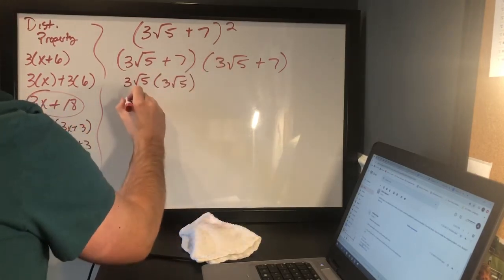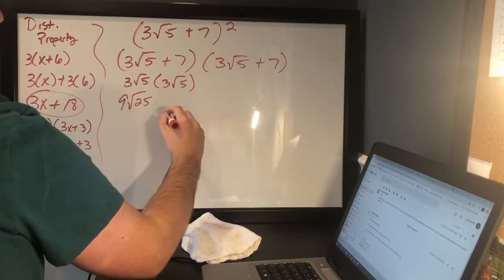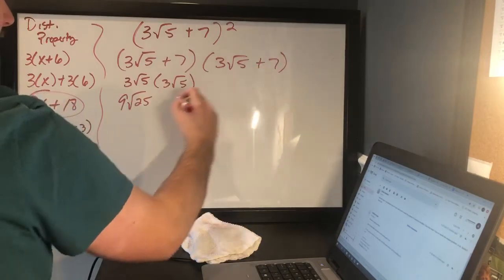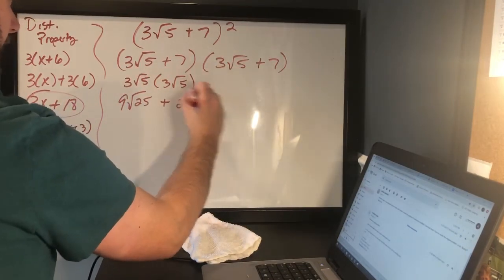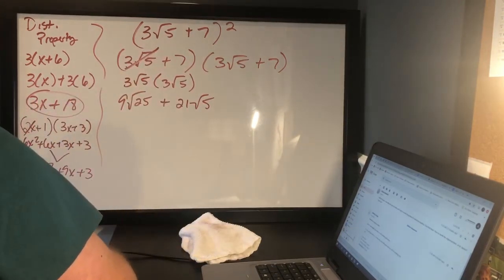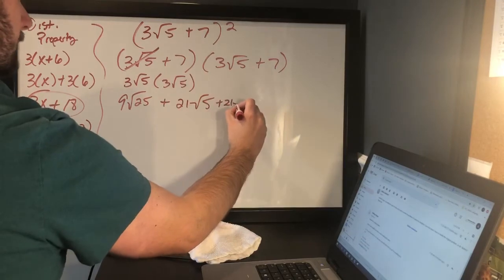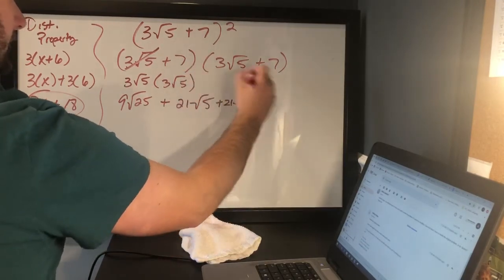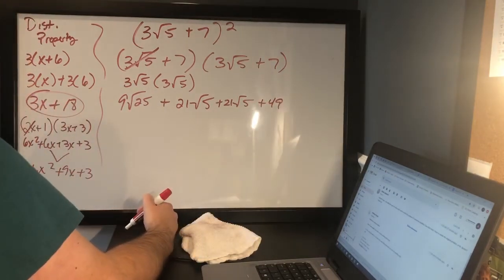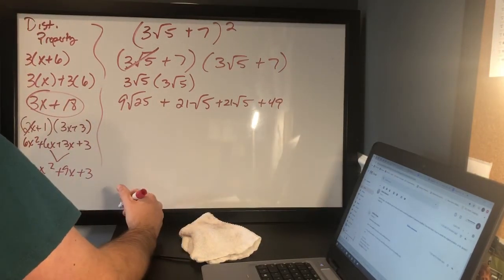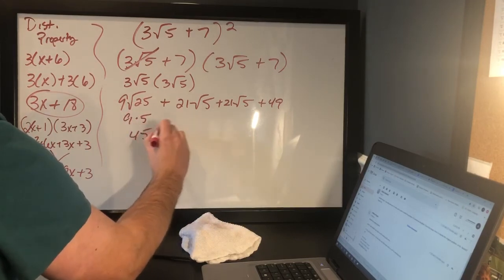So 3 times 3 is 9, radical 25. That's if I take this times this, all right? 3 times 7, right, because the 3 and the 7 are 21, radical 5. So we distributed that. Now let's take the 7 to everything. 7 times 3 is 21 radical 5. And 7 times 7 is 49. Okay, 9 times the square root of 25, well, that's 9 times 5, which is 45.